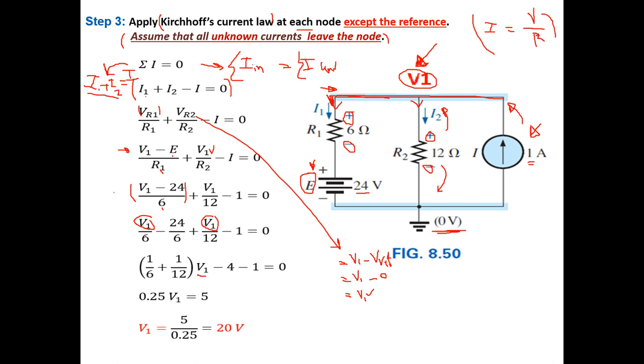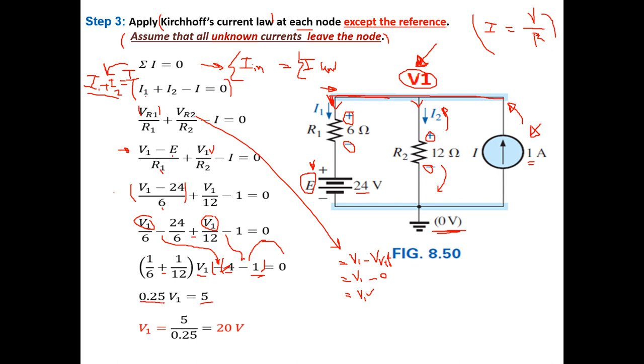So what remains here? 1 over 6 plus 1 over 12, minus 24 over 6, which is 4, minus 1. Minus 4 and minus 1 is actually minus 5, and you can take it to the other side. I'm talking about these two. You can take it to the other side as a positive 5. And if you use your calculator and add 1 over 6 plus 1 over 12, you will get 0.25.